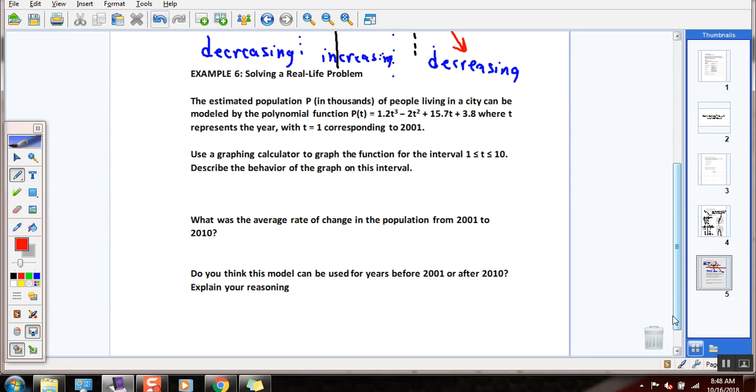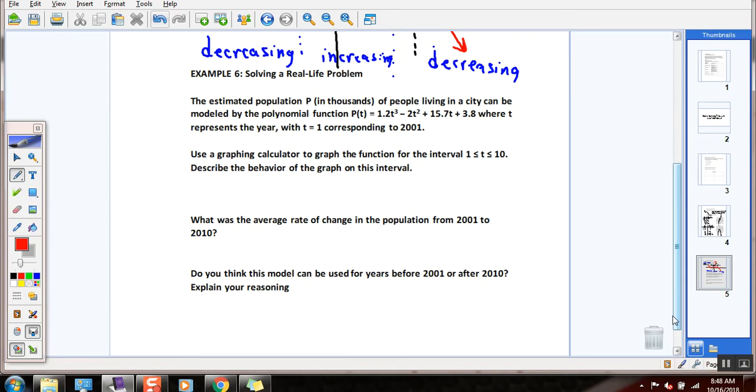The estimated population P in thousands of people living in a city can be modeled by the polynomial function P of t equals 1.2t to the third power minus 2t squared plus 15.7t plus 3.8, where t represents the year, with t equals 1 corresponding to 2001. Okay. So part A says use a graphing calculator to graph the function for the interval 1 up to what? 10. And it says describe the behavior of the graph on this interval.